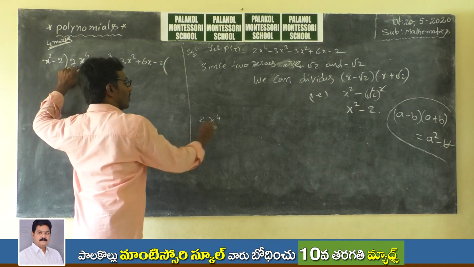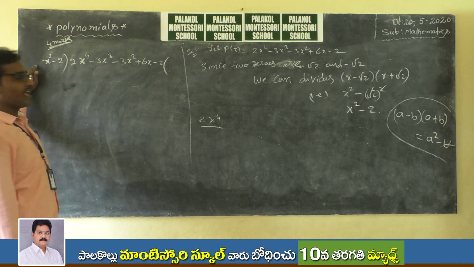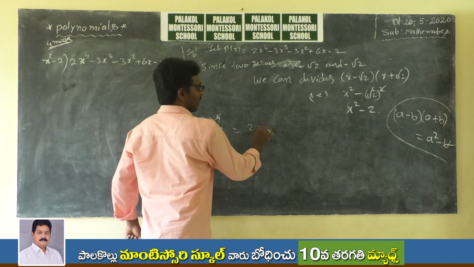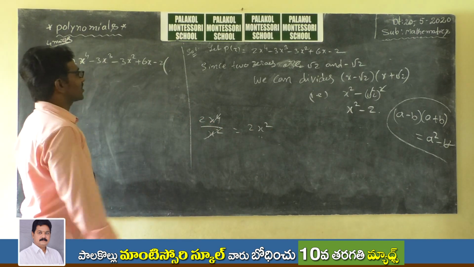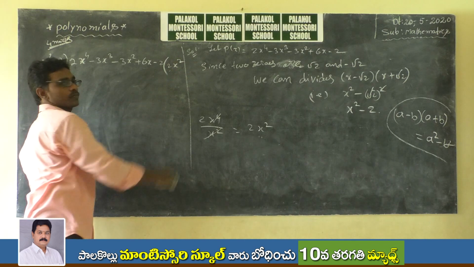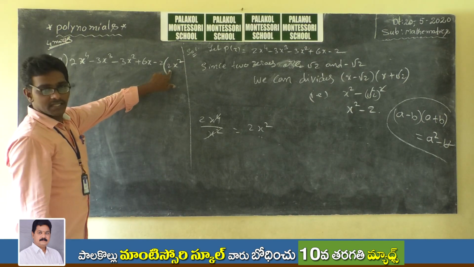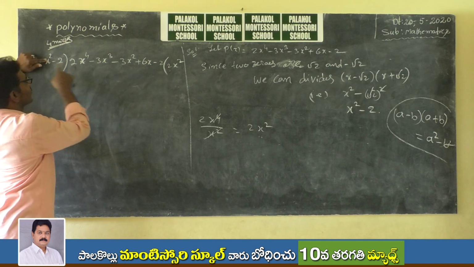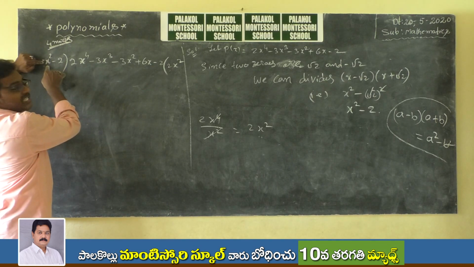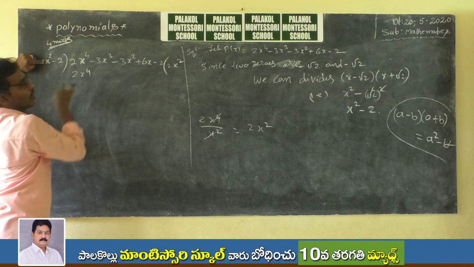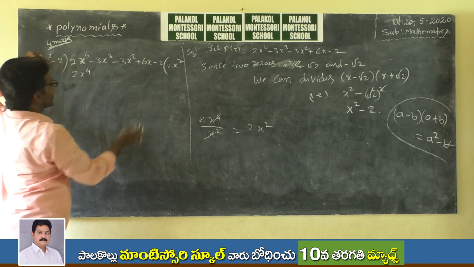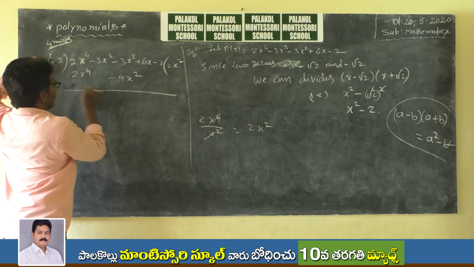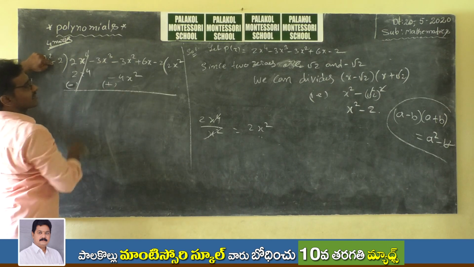2x to the power 4. In the g of x, what is the first term? x square. How many times does it go? 2 times, so 2x square is remaining. That's what we write in the quotient, the term 2x square. That one is multiplied with g of x: 2x square into x square is 2x to the power of 4, and 2x square into minus 2 is minus 4x square. So these two cancel.